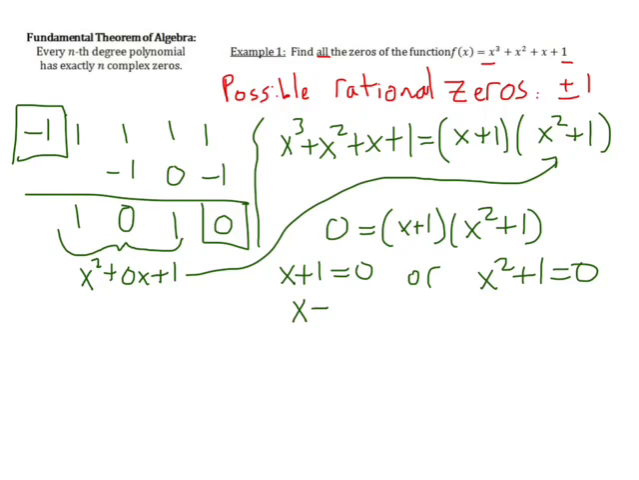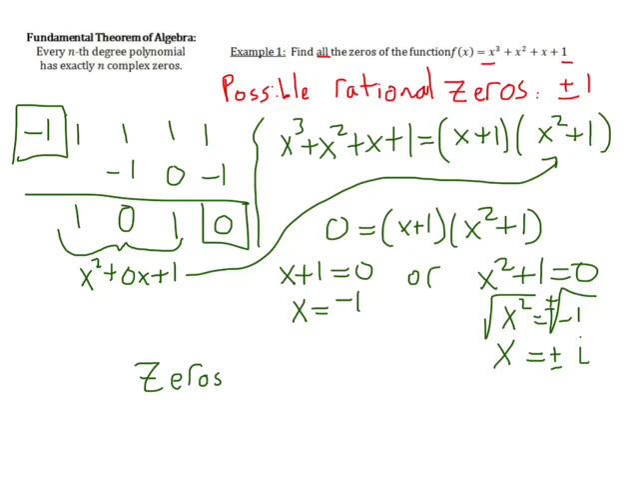This one's easy to solve. x equals negative 1. This guy, let's subtract 1 from both sides. x squared equals negative 1. And then let's go ahead and square root both sides. And we get plus or minus the square root of negative 1, which is our imaginary unit i. And so we have our zeros now for f of x: x equals negative 1 or plus or minus i.